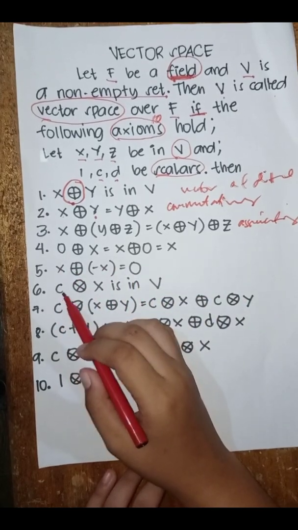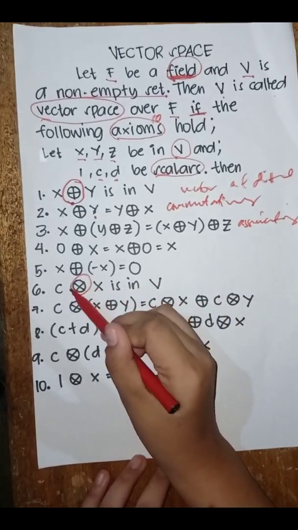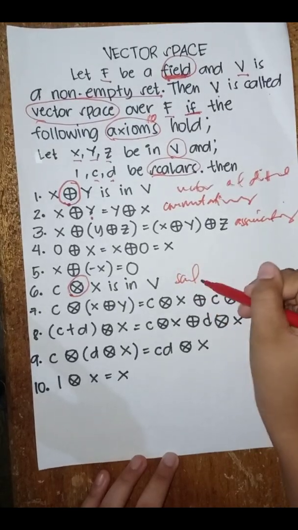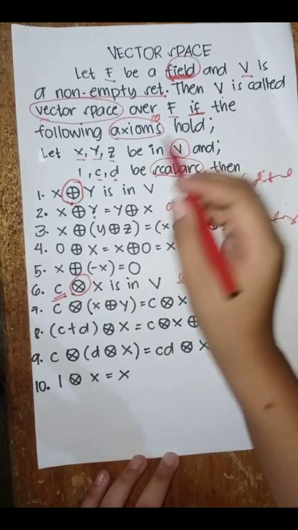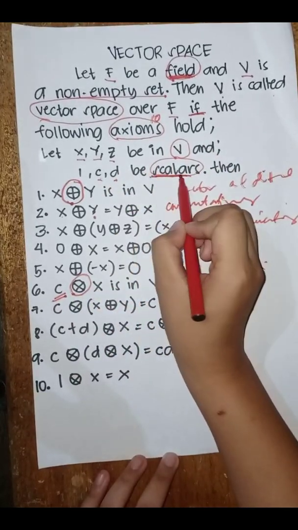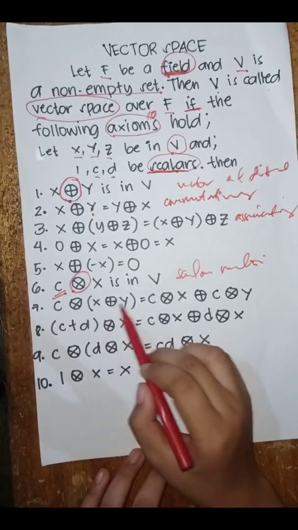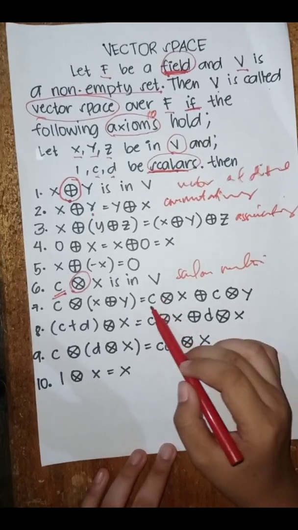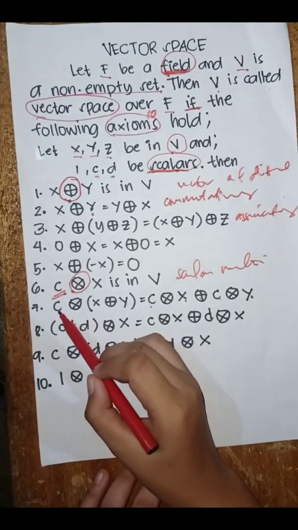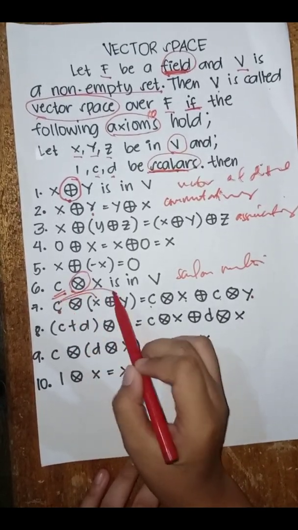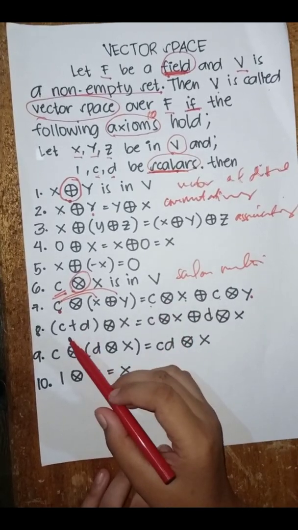Number 6, C times X is in V. Note that this symbol is called scalar multiplication. The C there is one of the scalars. Number 7, C times the quantity of X plus Y is equals to C times X plus C times Y. So, the C had distributed to the X and Y. So, it's about distributivity.